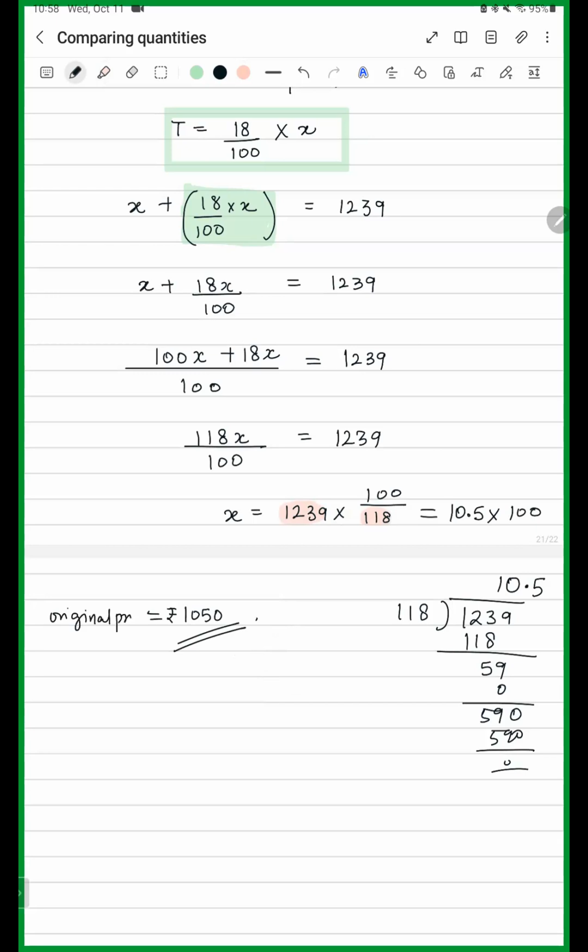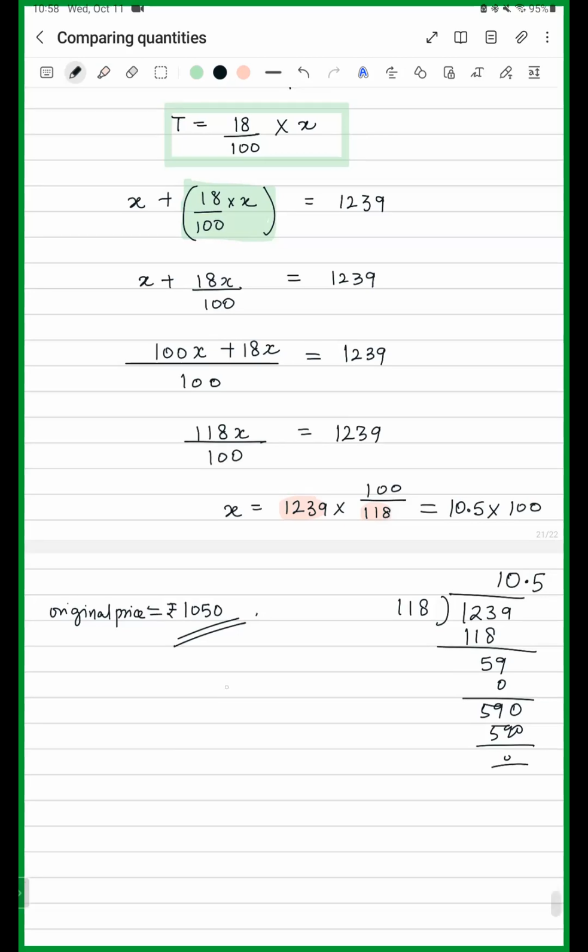So what if it was divided by 100? We would bring the decimal to the left side, so then it would be 0.10, 0.105.